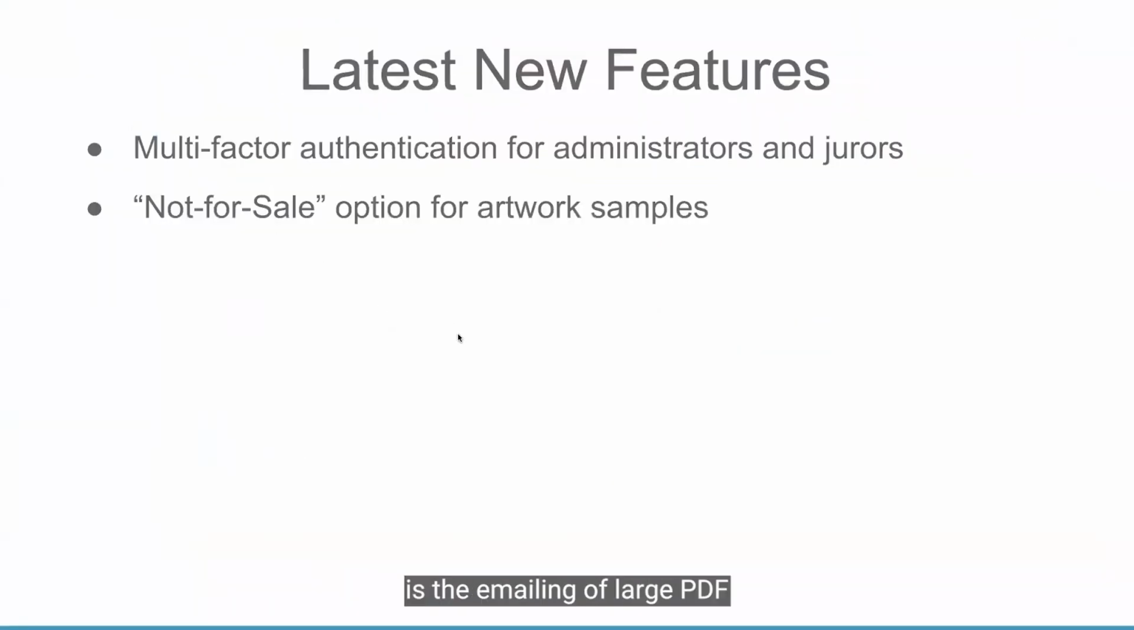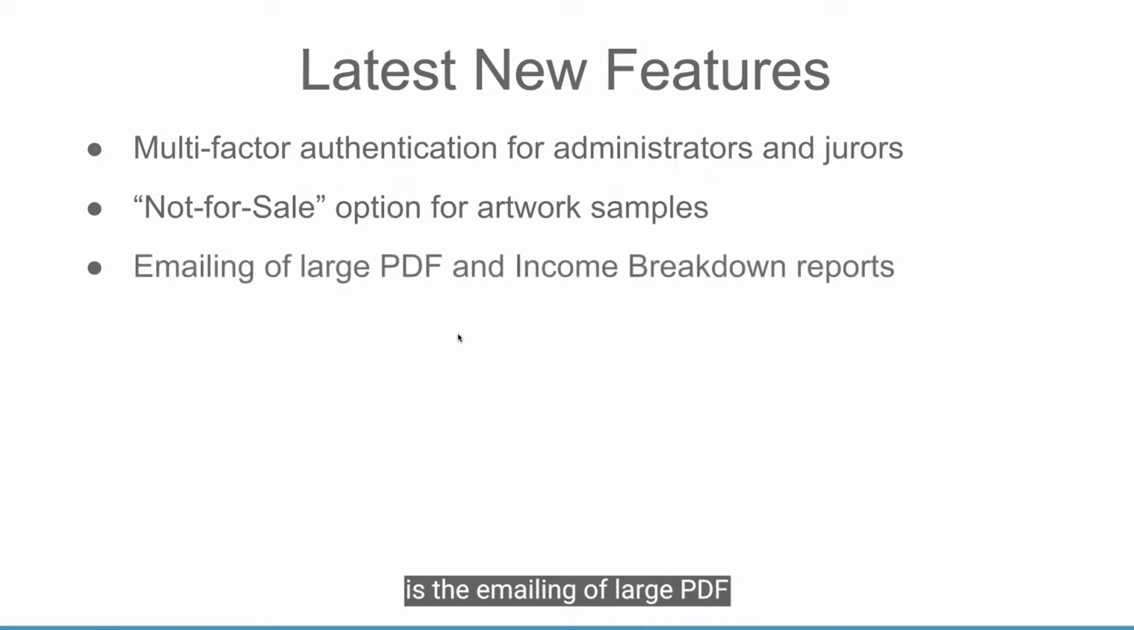Next on the list is the emailing of large PDF and income breakdown reports. Previously, when you needed to download either the media inventory list or application PDF reports, the page would take forever to load if the file was too large, causing the page to time out. So to fix this, we implemented a method so that if there are more than 200 work samples on the generated report, the PDF will instead be sent in an email.